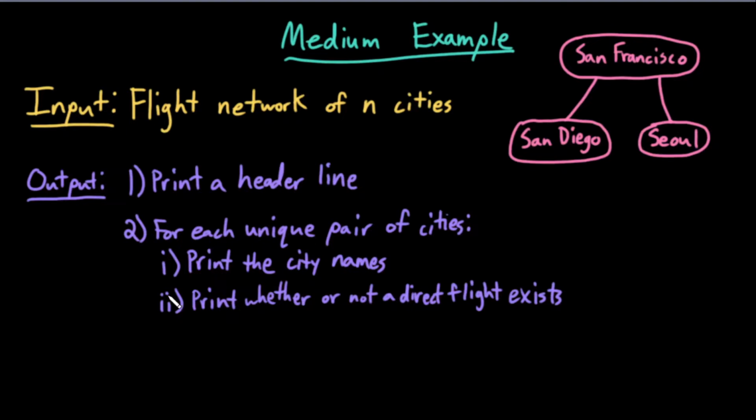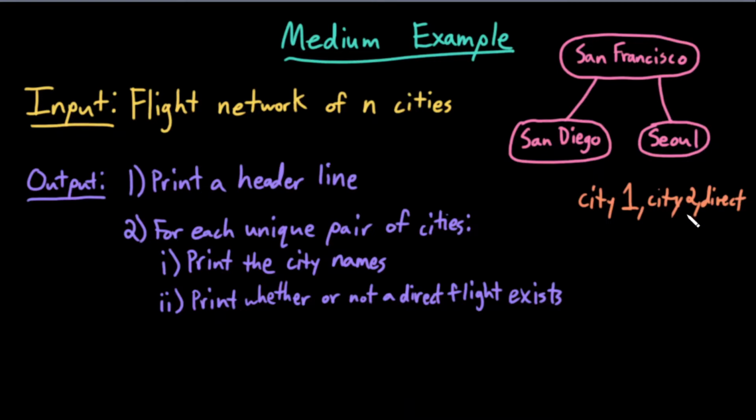And let's say our algorithm does the following. It first prints a header line that may be sets up a CSV file or something like that, then for each unique pair of cities, it will first print the names of those cities and then print whether or not a direct flight exists. So let's try to work through this example. So first, it'll print the header line. Let's say it's something like maybe like city 1, city 2, direct.